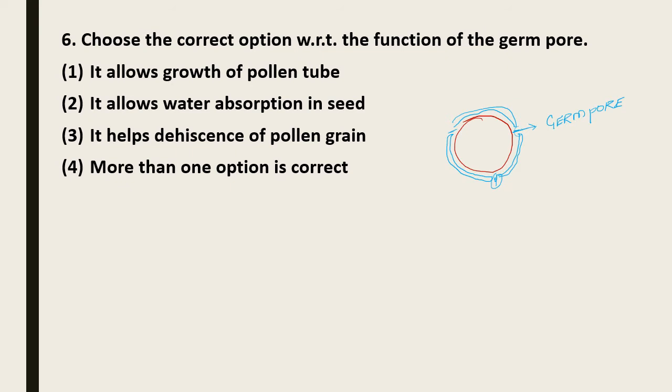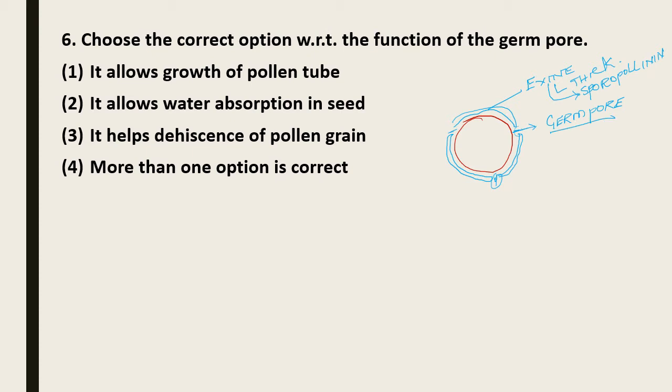So this outer wall layer is called as exine, and it is thick and discontinuous. The exine is thick and made up of an organic material called sporopollenin. So it is very hard and resistant, but in some areas this sporopollenin is absent. Those regions are called the germ pore.